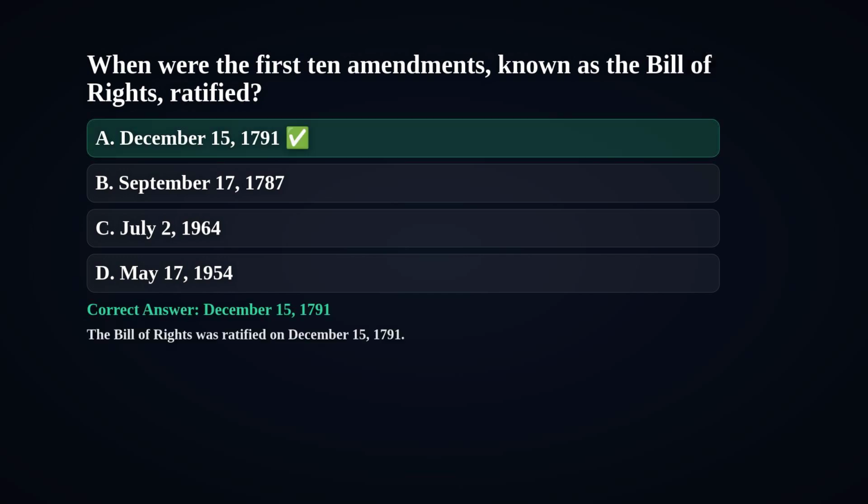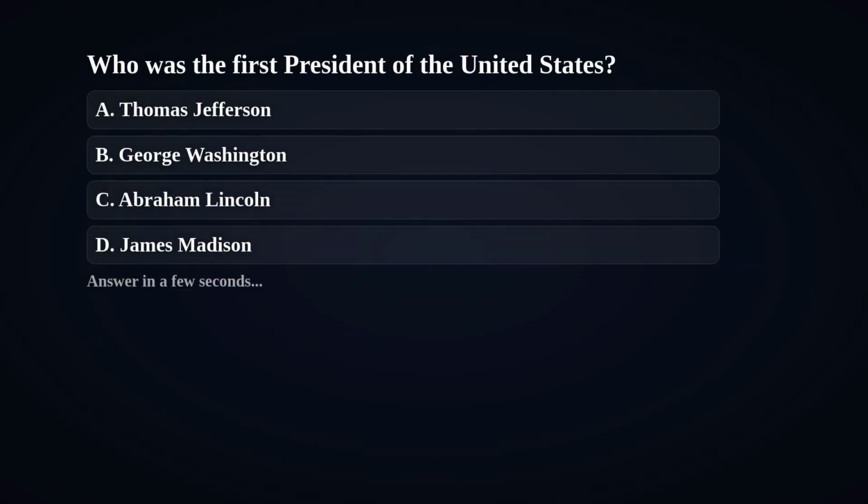The correct answer is A. December 15, 1791. The Bill of Rights became law when 10 amendments were ratified, protecting key freedoms like speech, religion, and due process.